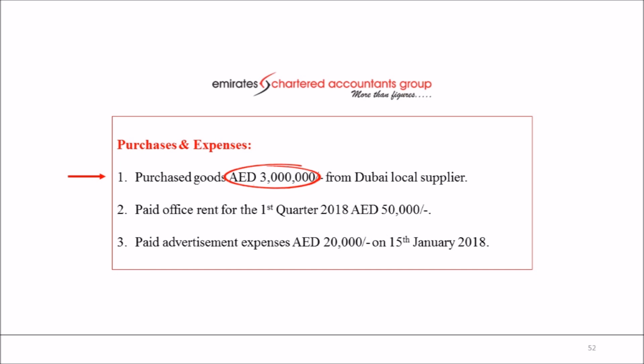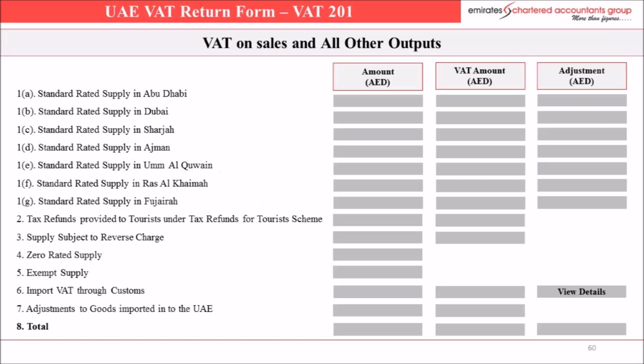During the period, the company purchased goods worth 3 million from a Dubai local supplier. It paid office rent of 50,000. It paid advertisement expenses of 20,000 during the period. So let us see how these transactions are to be recorded.